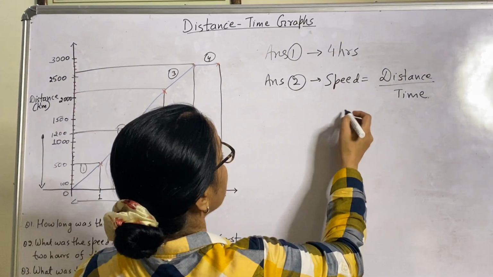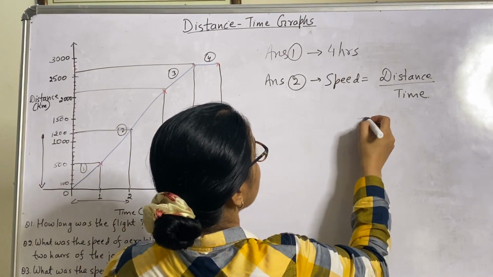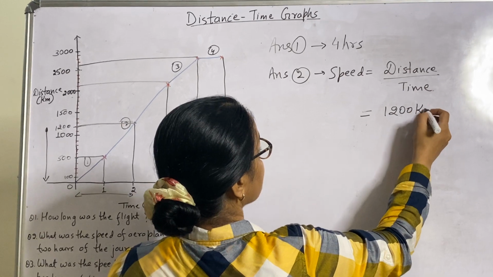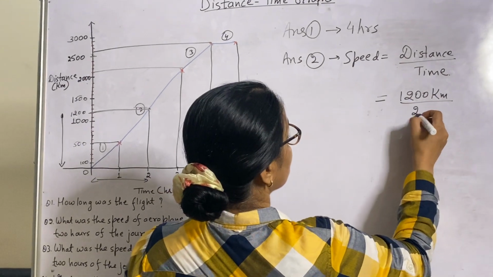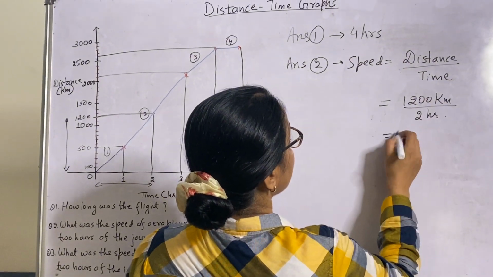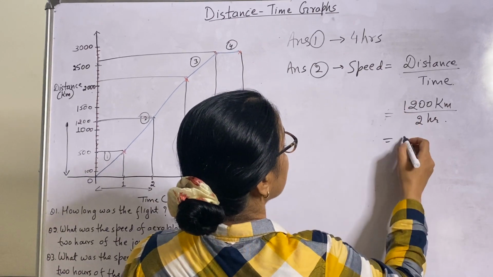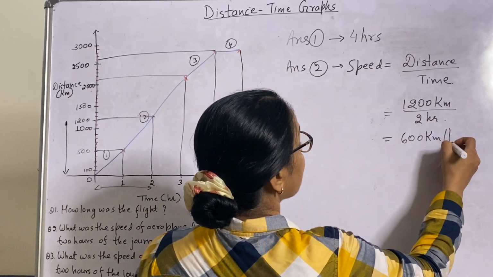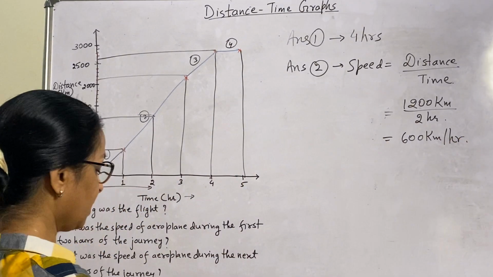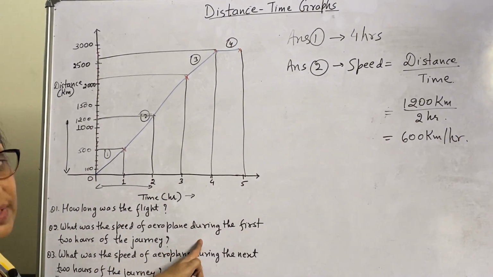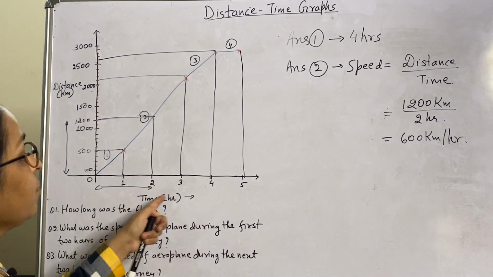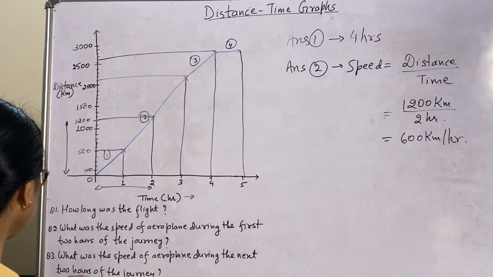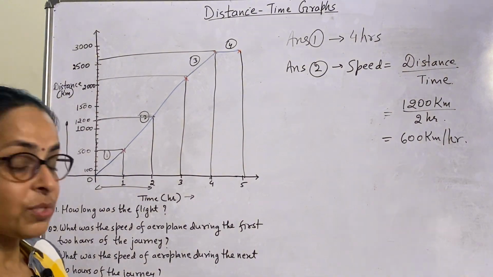So our speed would be what? Speed would be distance covered, which is 1200 kilometers, and time is 2 hours. So the speed of the aeroplane would be what? It would be 600 kilometers per hour. So during the first 2 hours of the journey of the flight, the aeroplane is flying at the speed of 600 kilometers per hour. Now let us come to the next part.